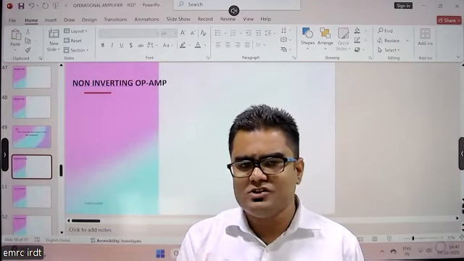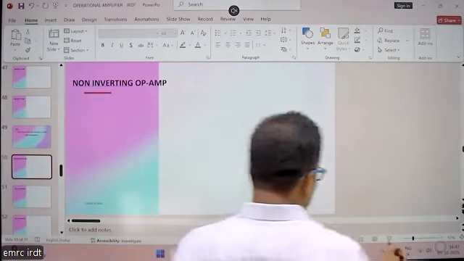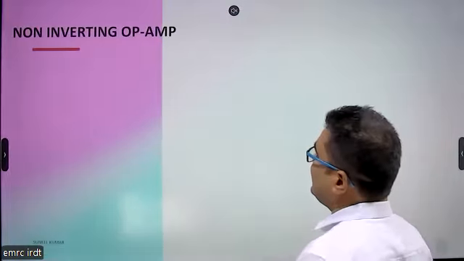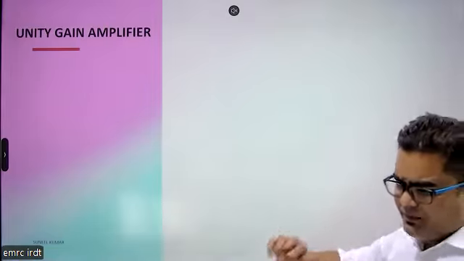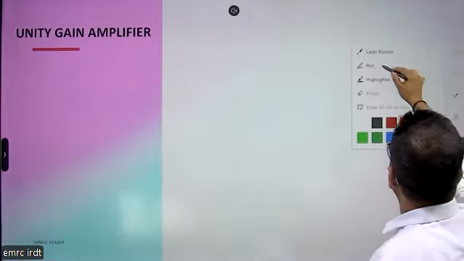That means there is no phase shift between input and output. So this is all about the non-inverting amplifier. So similarly, we can make the unity gain amplifier also.